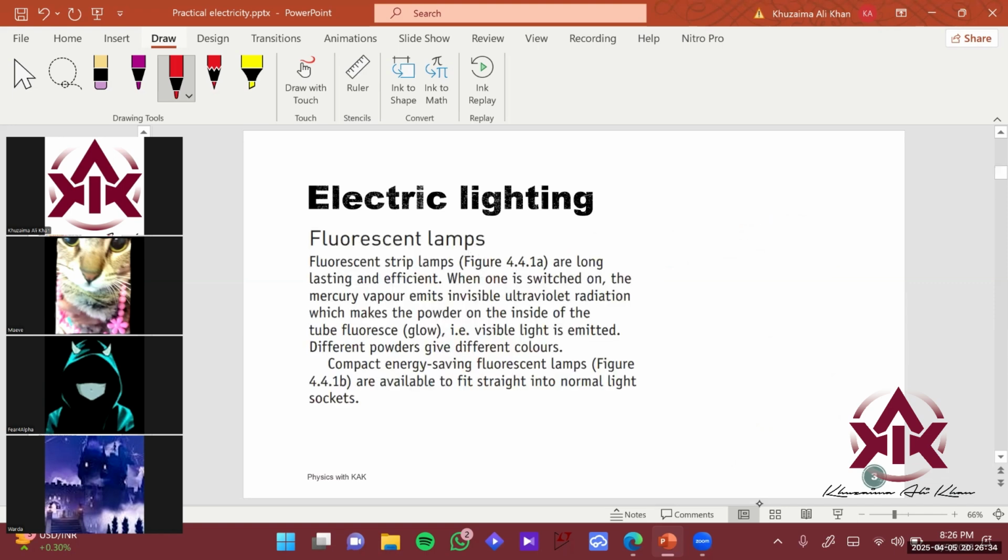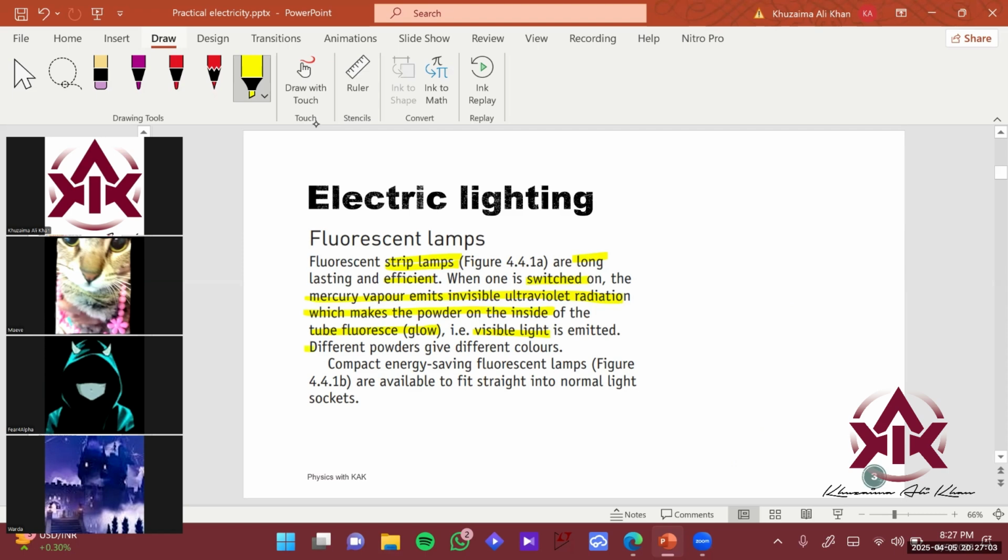Fluorescent strip lamps are long and also efficient. When the switch is turned on, mercury vapor emits invisible ultraviolet radiation, which makes the powder on the inside of the tube glow, and that emits visible light. We can only see visible light. The other parts of the electromagnetic spectrum, such as radio waves, microwaves and gamma rays, are not visible to us.